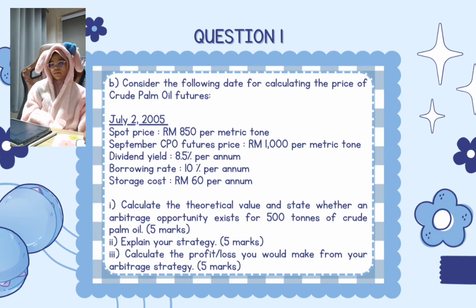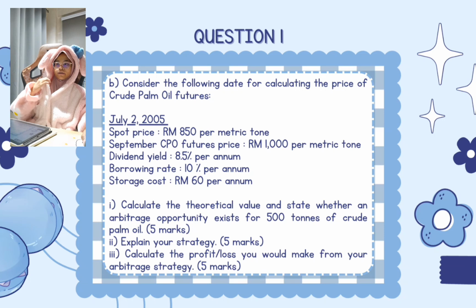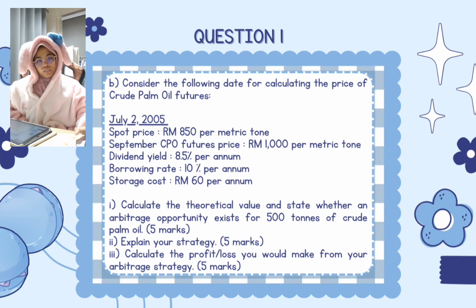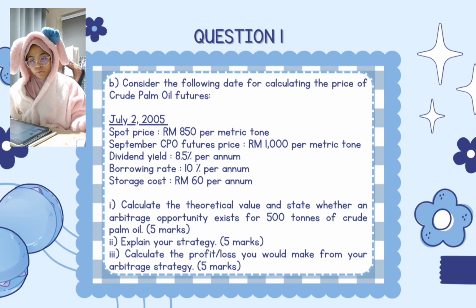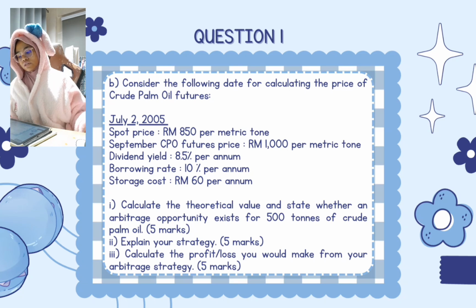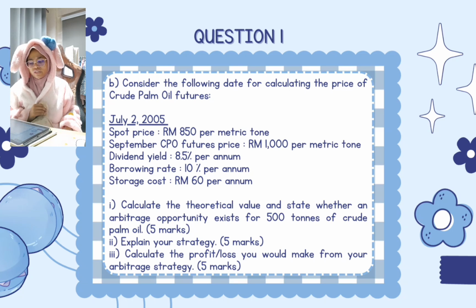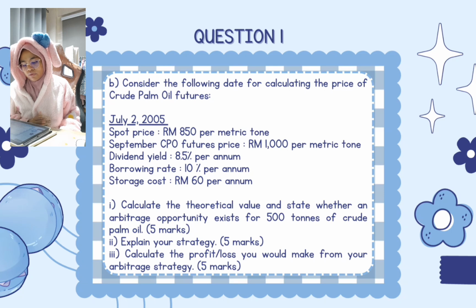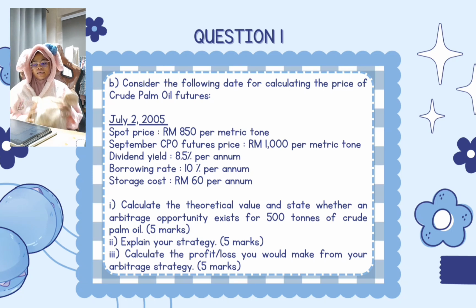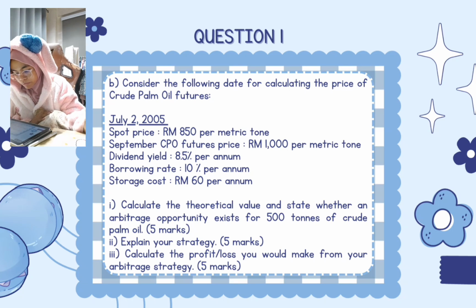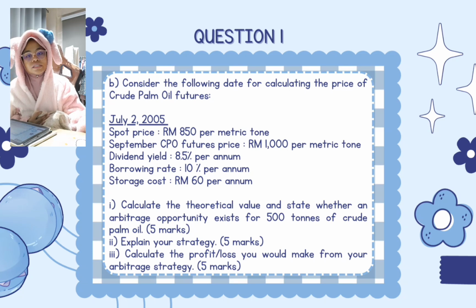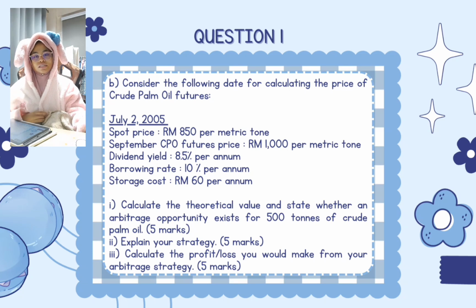Next is question 1B for part B. Consider the following data for calculating the price of crude palm oil futures. So July 2, 2005, the spot price is RM850 per metric ton. The September CPO futures price is at 1000 ringgit per metric ton. The dividend yield is at 8.5% per annum. Borrowing rate is at 10% per annum, and storage cost is at 60 ringgit per annum.